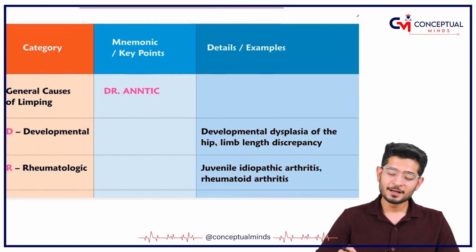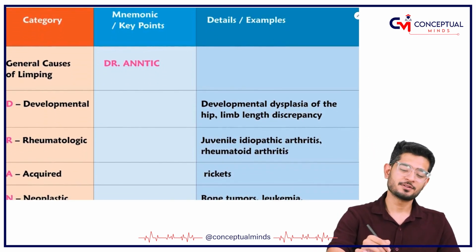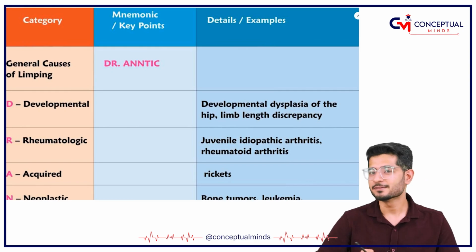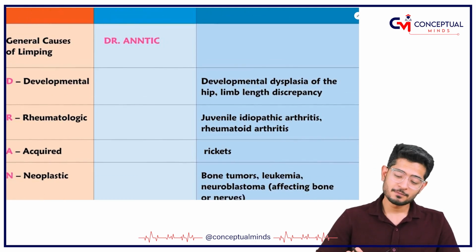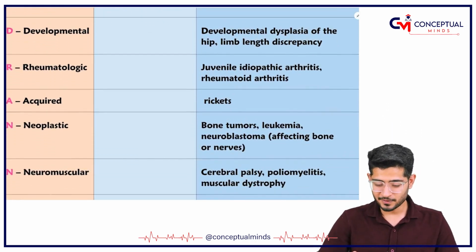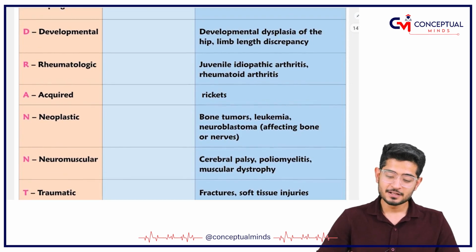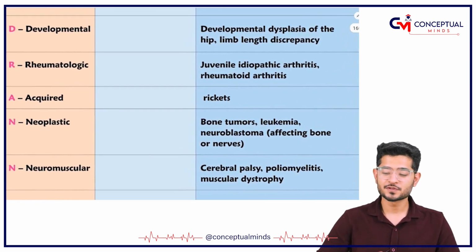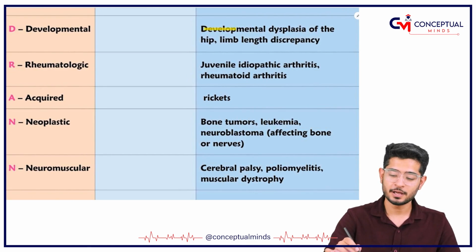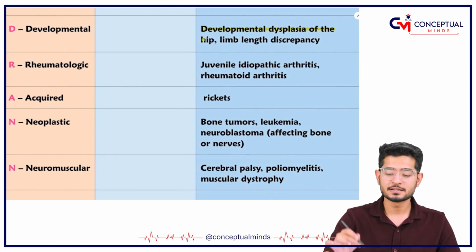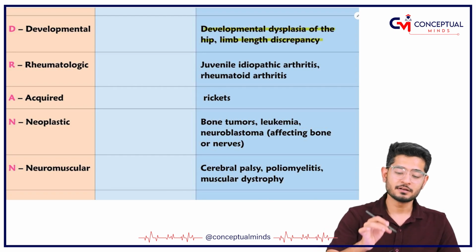Let's understand, because it is asked when you go for a viva and you use words like limping. The teacher is going to ask you, what are the differential diagnoses of a child who is limping? So the mnemonic is Dr. Antic. D for developmental, so developmental dysplasia of the hip, and some people having limb length discrepancies.